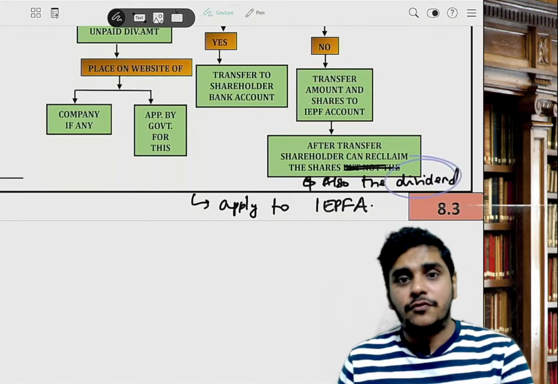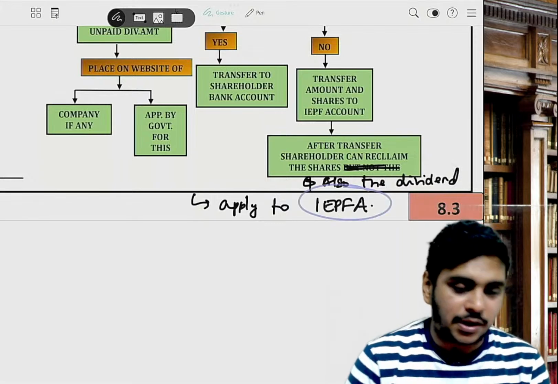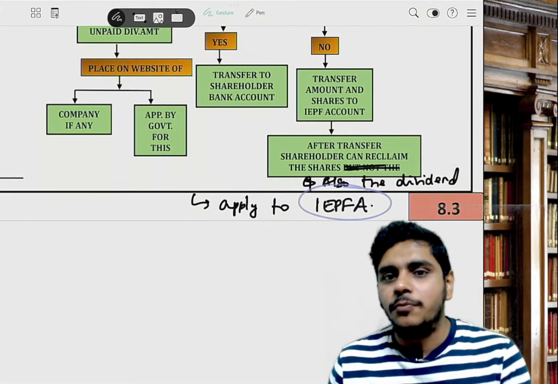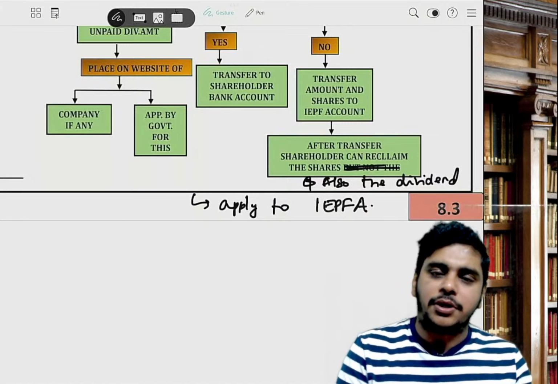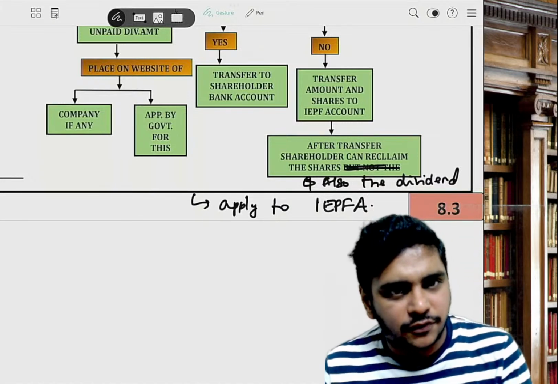To claim, you have to apply to whom? You have to apply to IEPFA. So what is IEPFA? Investor Education Protection Fund Authority.